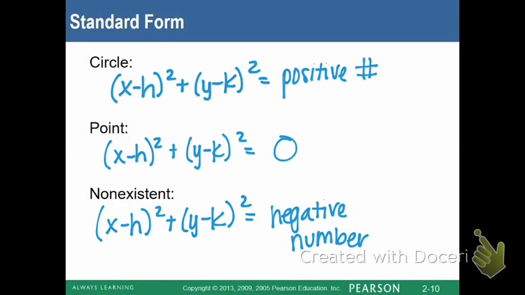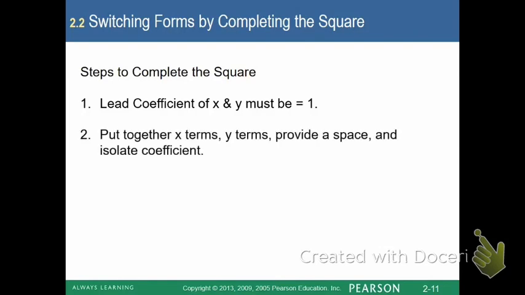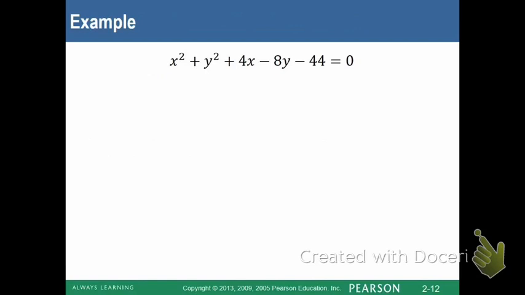So the way that you switch back and forth, it's called completing the square. So you want to switch from the general form to the standard form. First step is that your leading coefficient of x and y, the x squared and the y squared, has to be equal to 1. So we want to divide if necessary. Then you want to rewrite it, putting the x's together, the y's together, and then leave a space at the end to figure out what we're going to be adding. Complete the square and then write it in standard form. So it's just going to make more sense if I just go through these with you.